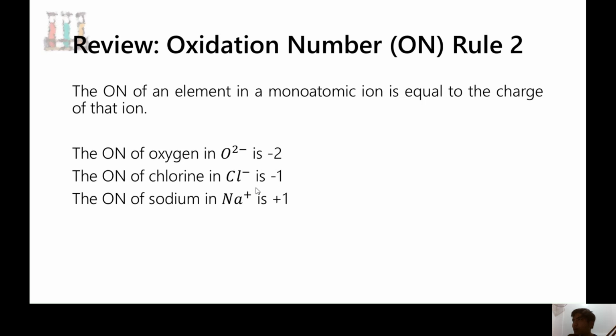The oxidation number of an element in a monoatomic ion is equal to the charge of that ion, no? So, let's say you have a charged particle. That means its oxidation number is already the charge of the atom itself. For example, yung oxide ion natin, O negative 2. So, the charge is negative 2, so the oxidation number should also be negative 2 as well. Cl minus, chloride ion. So, ano yung oxidation number niyan? It will be negative 1.